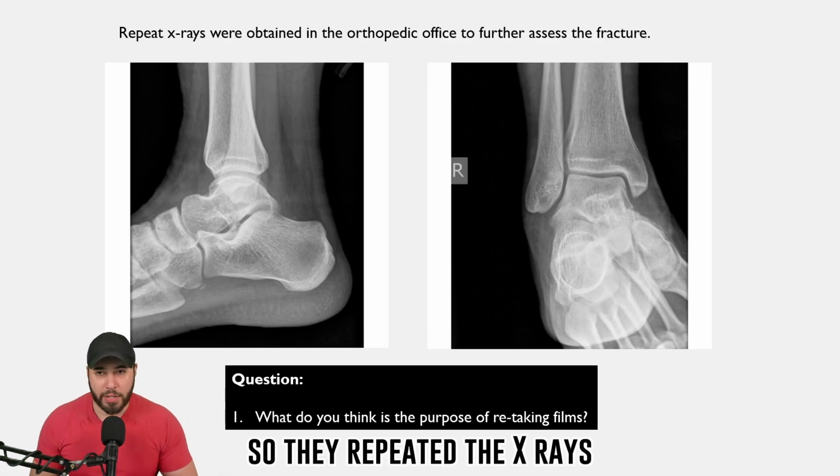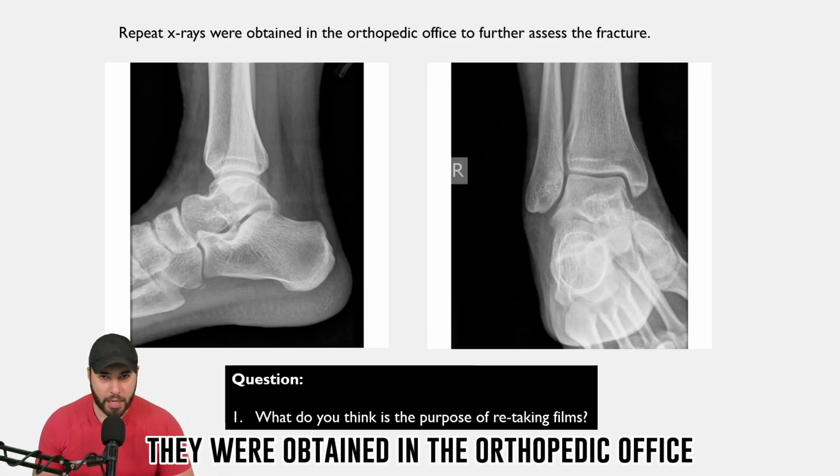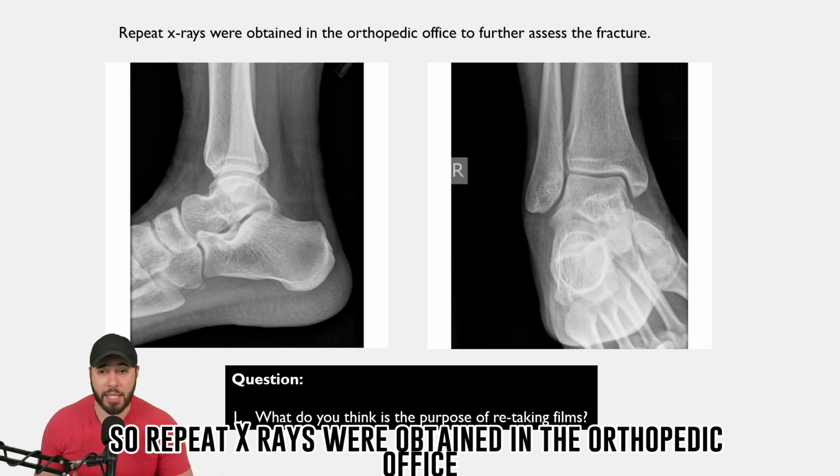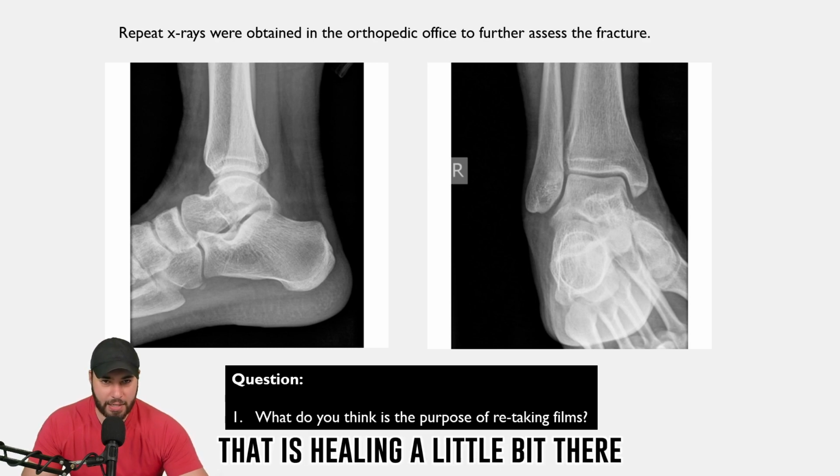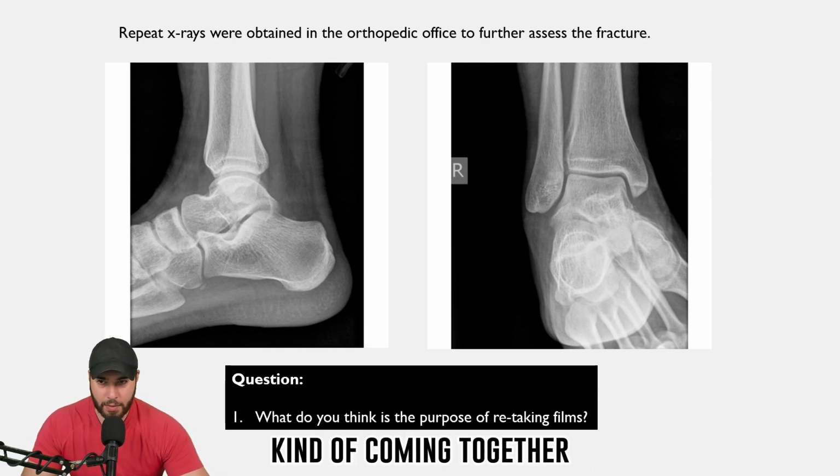So they repeated the x-rays. They were obtained in the orthopedic office. So repeat x-rays were obtained in the orthopedic office to further assess the fracture. So we can see that it is healing based off of our previous side, and we can see it's kind of coming together.